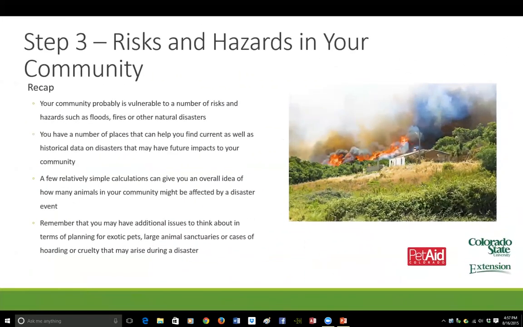So let's recap. Your community is vulnerable to a number of risks and hazards, such as floods, fires, or other natural disasters. You have a number of sources that can help you find current as well as historical data on disasters that may have future impacts on your community. A few relatively simple calculations can give you an overall estimate of how many animals in your community might be affected by a disaster event. Remember that you may have additional issues to think about in terms of planning for exotic pets, large animal sanctuaries, or cases of hoarding or cruelty that may arise during a disaster.